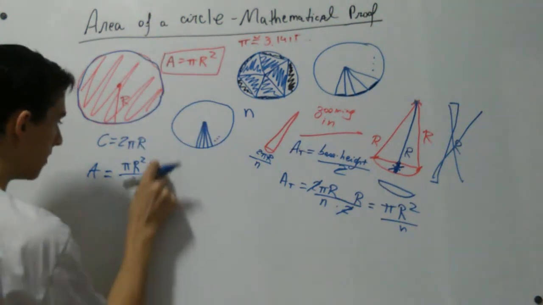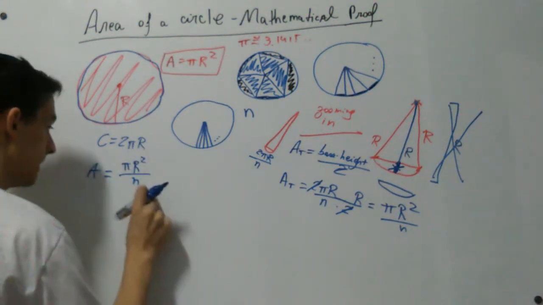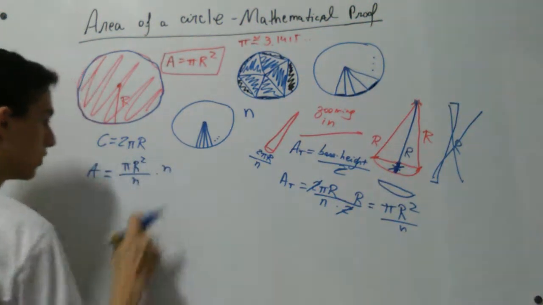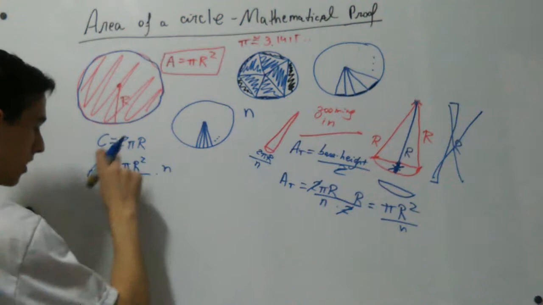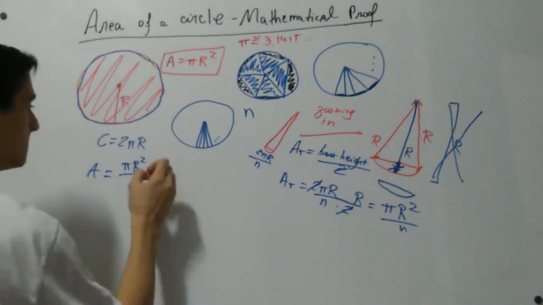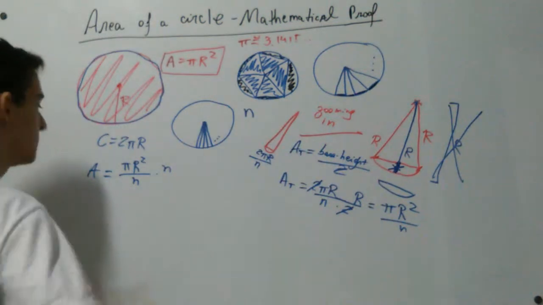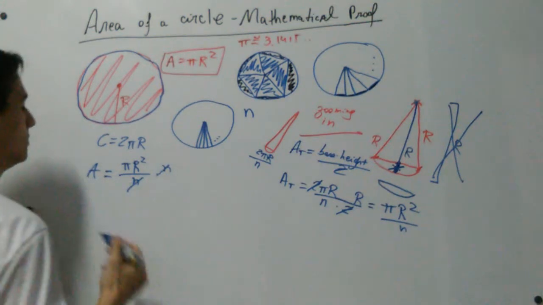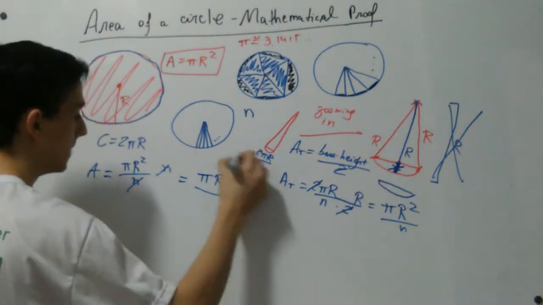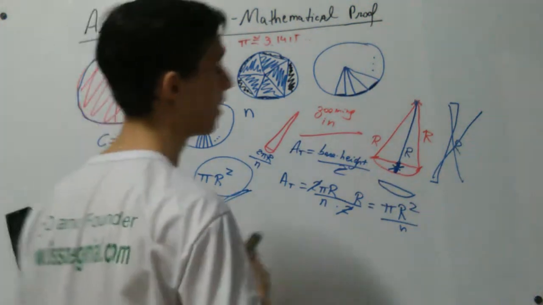This is the area of one little triangle. And how many triangles do we have? We have n triangles. So n times the area of one little triangle gives us the area of all the triangles summed up. And as we have already talked about, this is going to be equal to the area of the circle. So the n cancels out, and we have that the area of a circle is pi r squared.